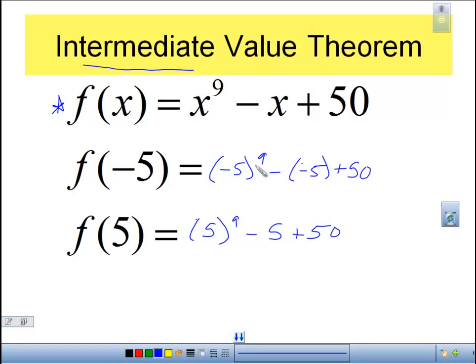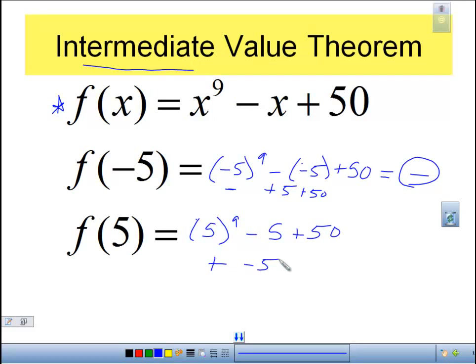I know that if I plug in -5, this is going to be a really big negative number. This is going to be a positive, but +5 plus 50 is not going to be enough to get rid of this negative value here. So I could figure out exactly what that value is, but really all I care about is that this number is going to be a negative number. I also know that when I plug in +5, 5 to the 9th is going to be some really big positive number.